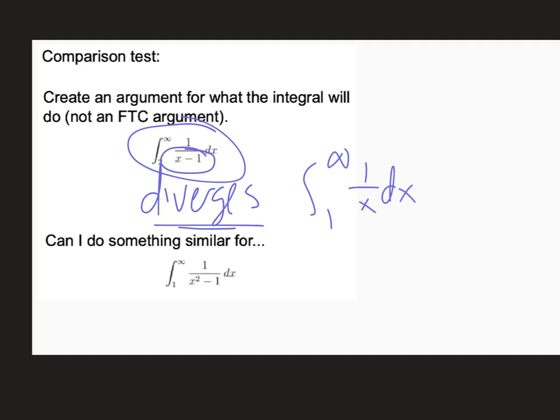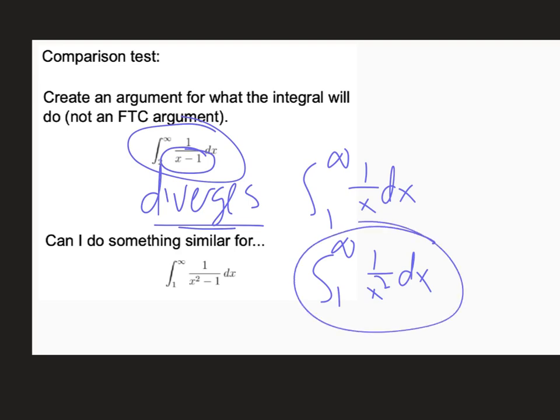Can I do something similar for that one? Well, that looks kind of like this one. And so I'm going to guess that those will behave in a similar manner. So since this one converged, I'm going to guess that that one will converge. And we can talk more about it. You get to play with it a little bit.